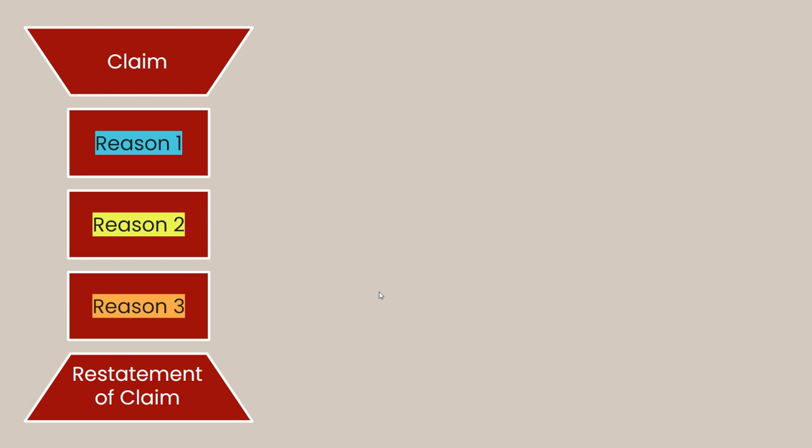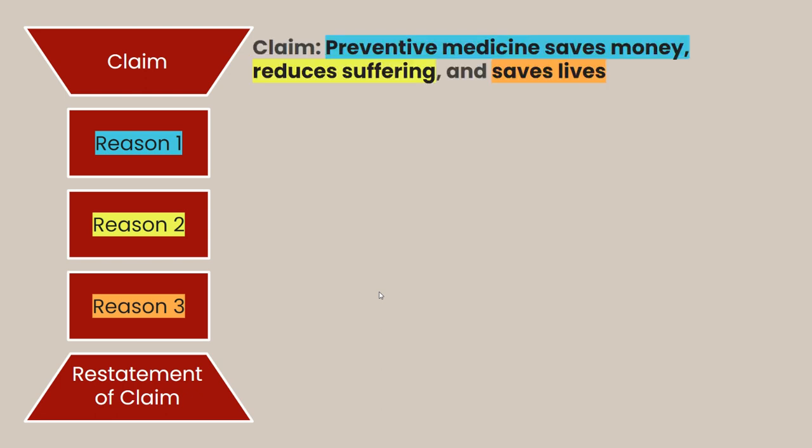This traditional 5-paragraph essay structure that you've been taught, beginning with your introduction, where you state your claim, and then you give reasons that support your claim. So a claim in this type of essay might look something like this. Preventative medicine saves money, reduces suffering, and saves lives.